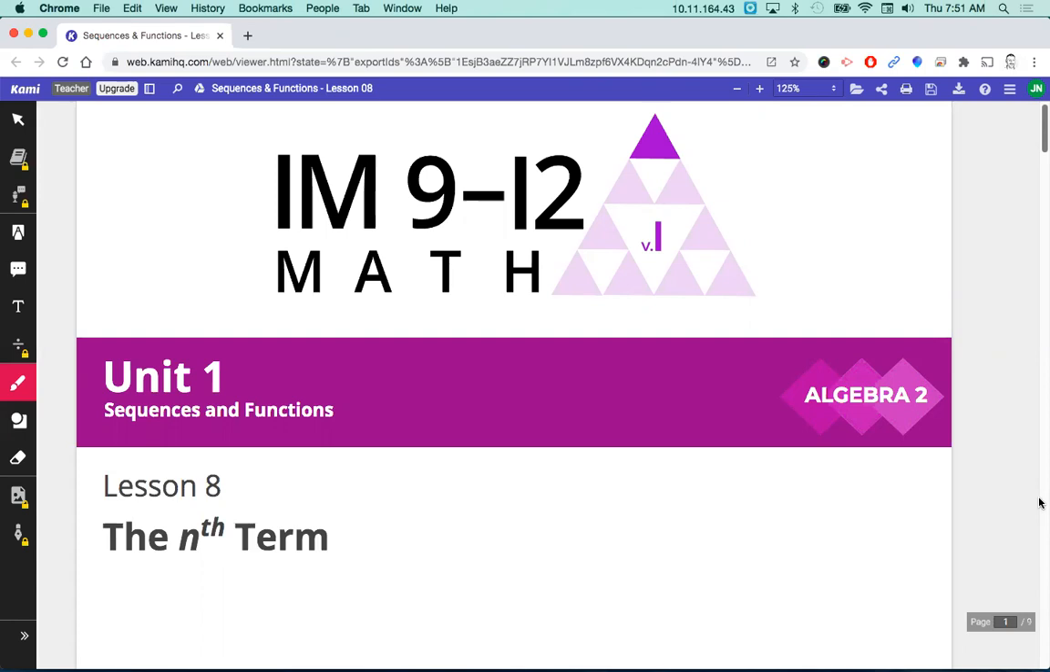Now, the nice thing is, you do need to know a little bit about the recursive definition, or at least a little bit about what the pattern is, before you can get to that nth term definition.